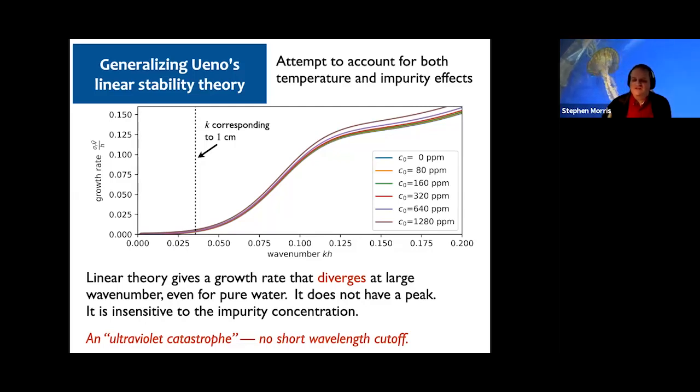If I change the concentration to 0, this thing should be stable because that's what we see. But it isn't stable. It isn't even all that different if I add concentration. So this is a complete failure of the theory. It's not even sensitive to the thing that it's supposed to be sensitive to, and it diverges all the time. This is a kind of unstable situation.